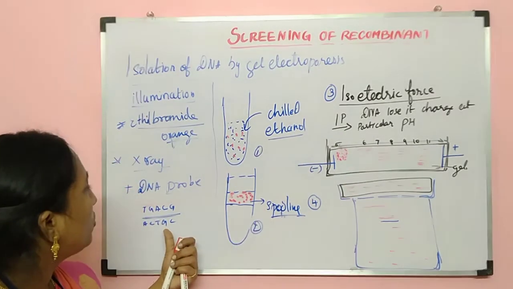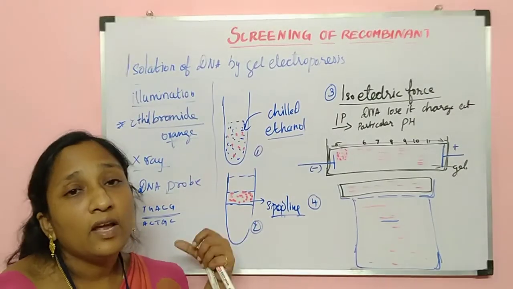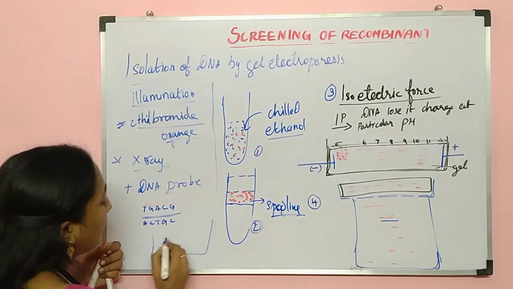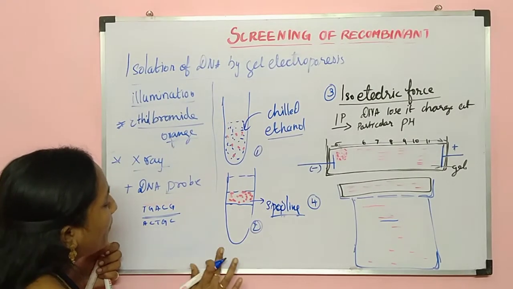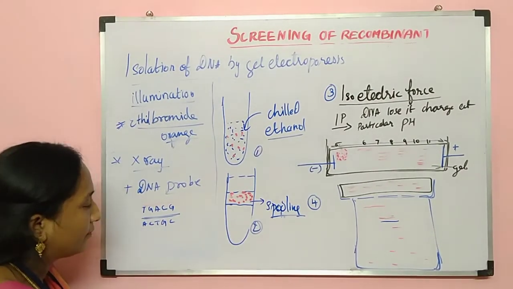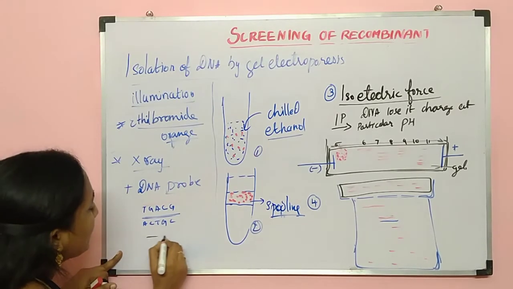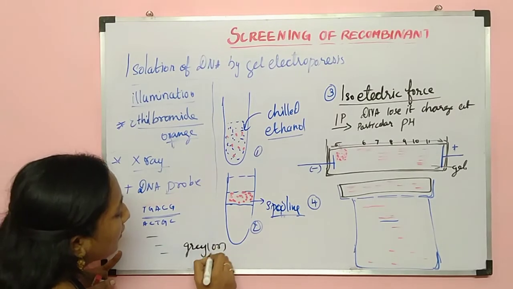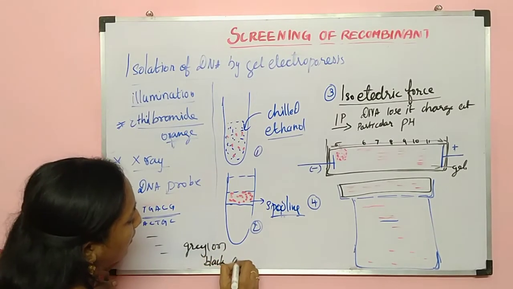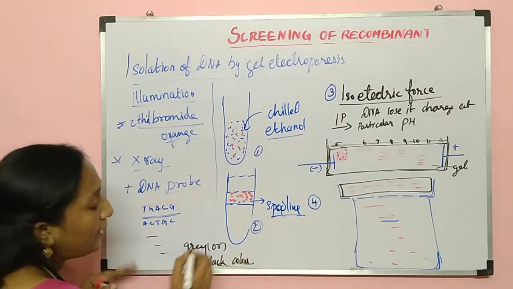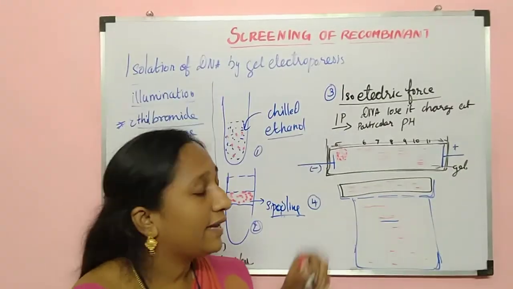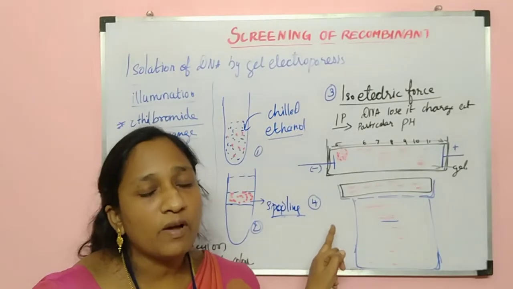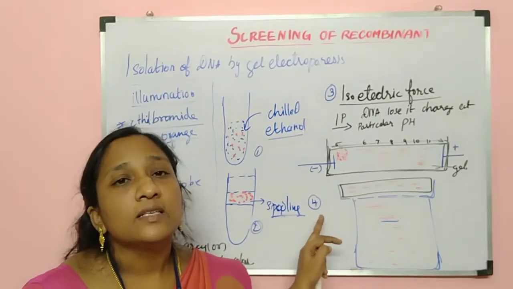After doing this, we have to take the X-ray. If you take the X-ray, you can find a gray color. The DNA strand will appear gray or black. By seeing this, you can easily identify where the DNA is located. The same procedure is common for the next one, that is called the blotting technique.